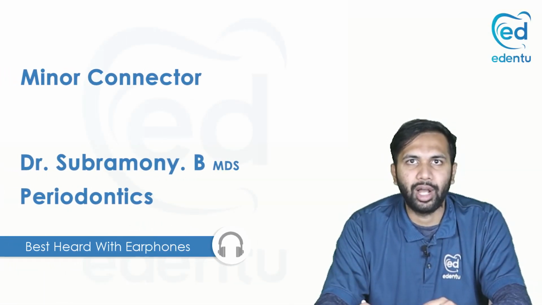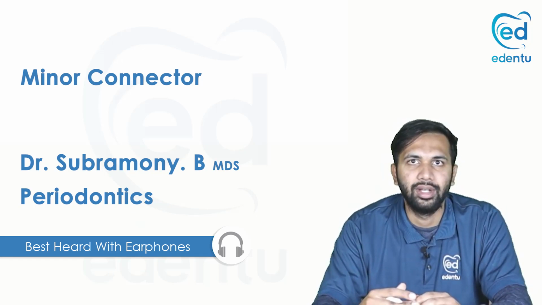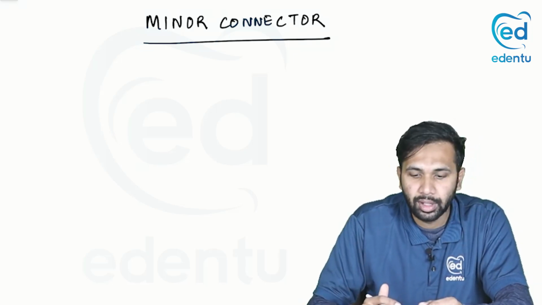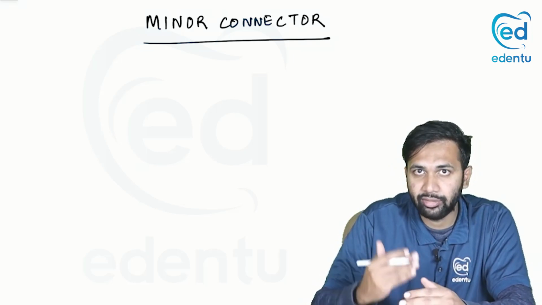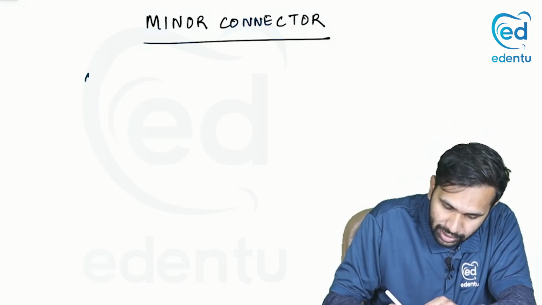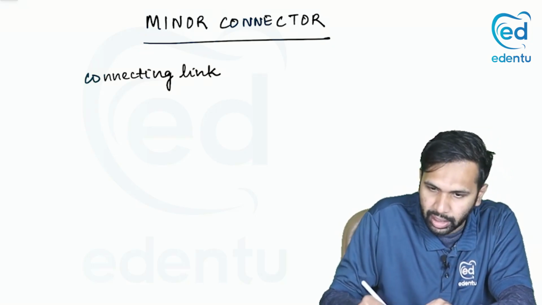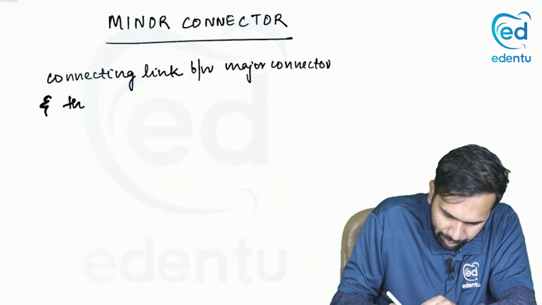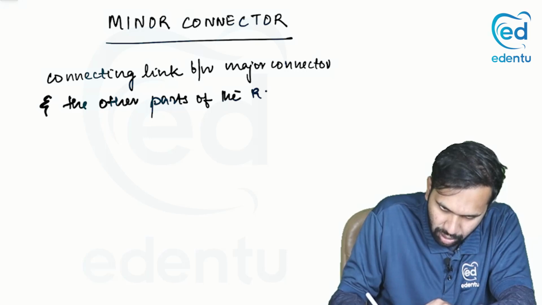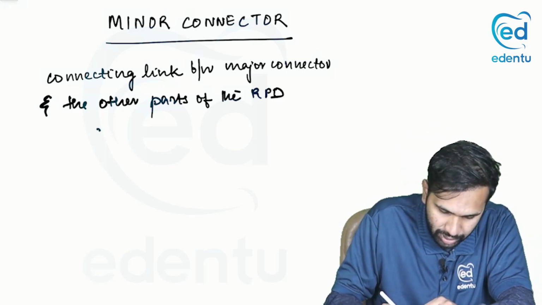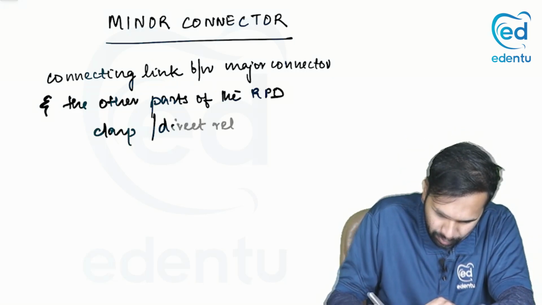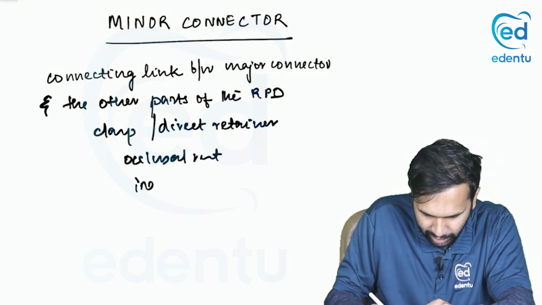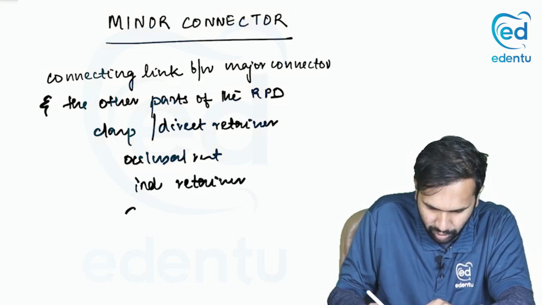Hello everyone. So now we'll be discussing your minor connectors. This minor connector will become your connecting link just after your major connector. If you have to define the minor connector, it is the connecting link between the major connector and the other parts of the RPD, such as your clasp or direct retainer, your occlusal rest, your indirect retainer, your denture base, etc.